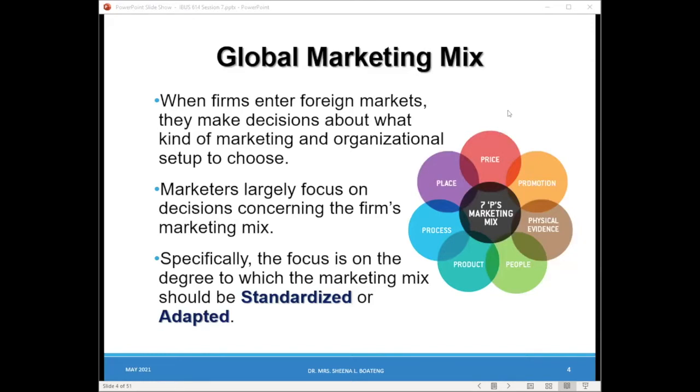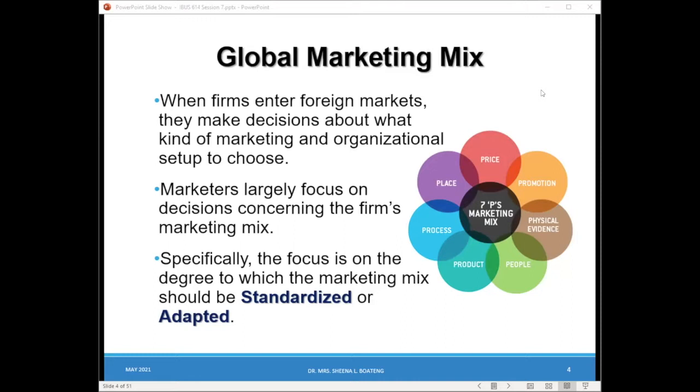So let's first begin by doing a brief introduction of the global marketing mix. Like I said, it is made up of the elements of the marketing mix, which global marketers would usually combine to be able to formulate strategies on how to be able to effectively promote and sell their products and services to customers in foreign markets.